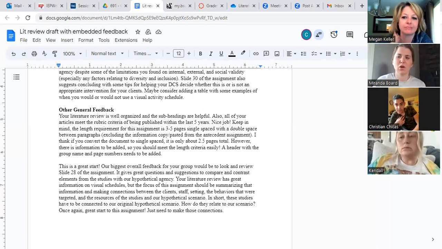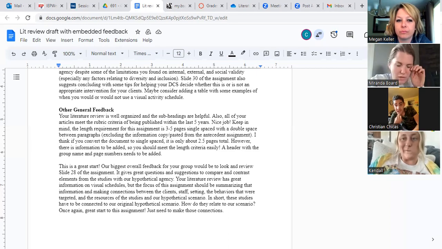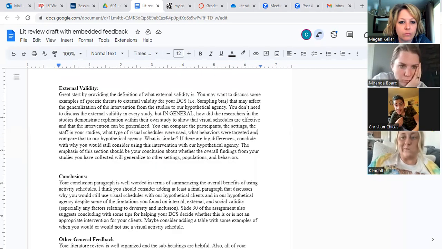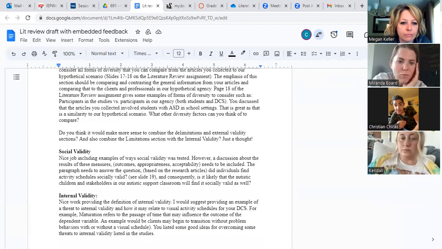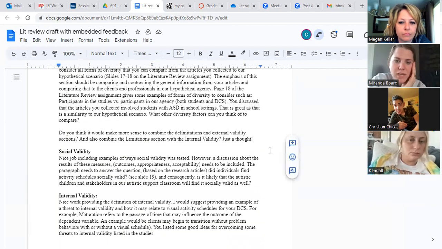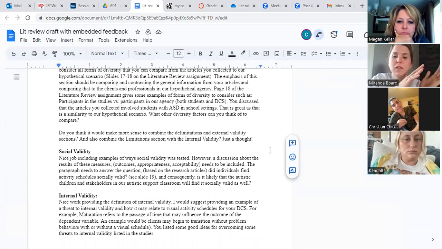Yes. So I was going to address what you said in your feedback: should these not be combined, or separate? If you scroll back up, it was right below. Here we go: do you think it would make more sense to combine the delimitations and external validity sections, and also combine the limitation section with the internal validity? Just a thought. Yes, that's what I'm thinking as well.